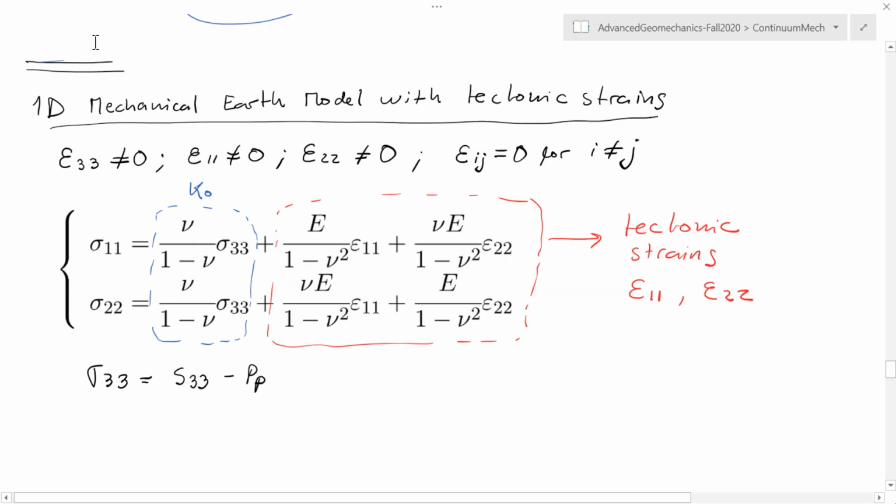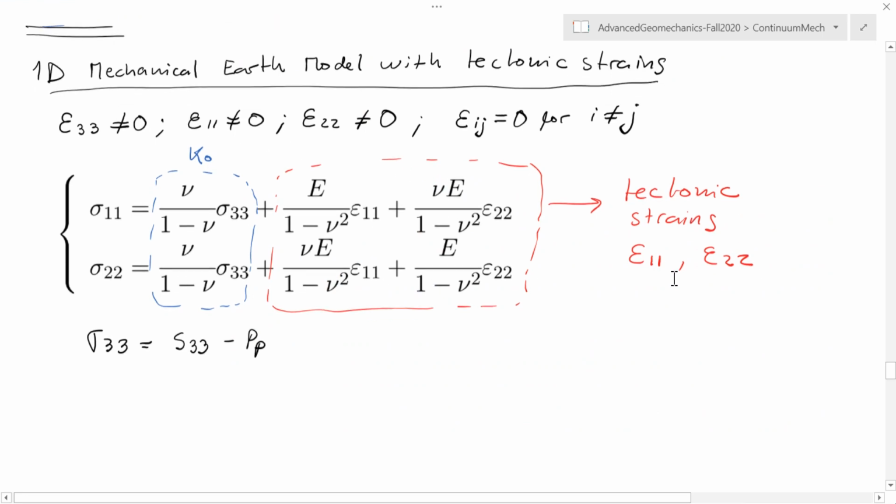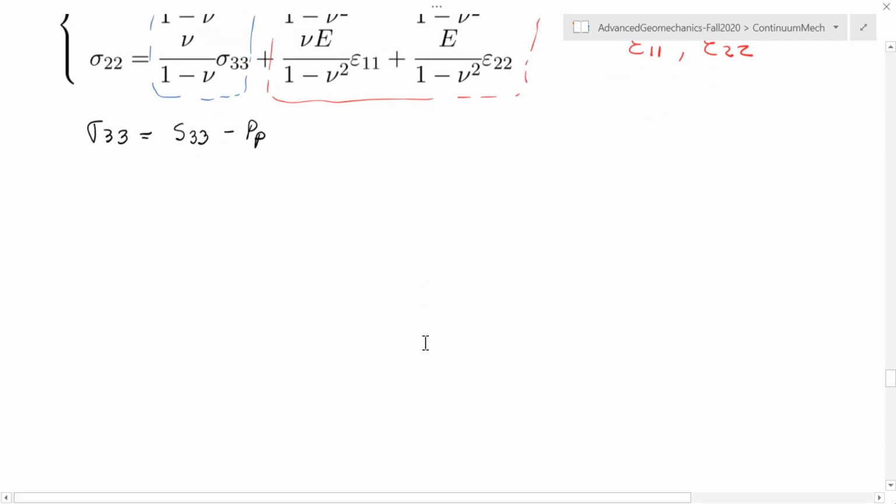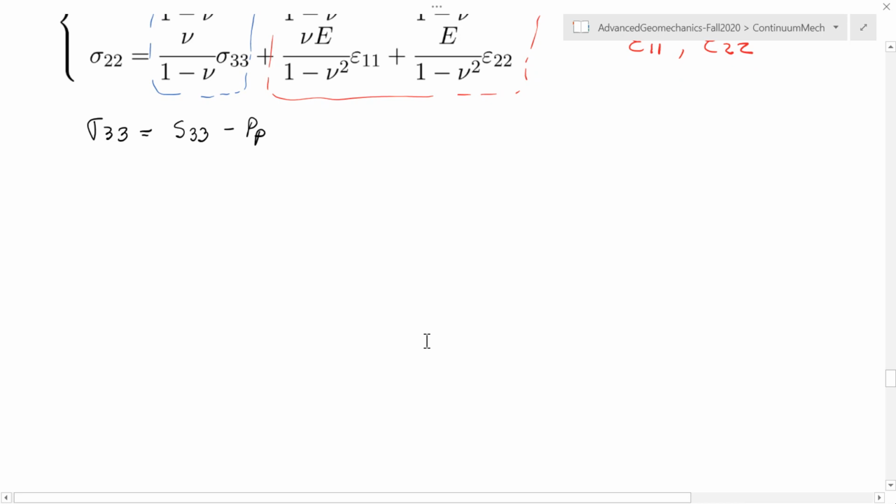Okay, so now we have a model that can be used to predict tectonic strains as a function of depth. There is one more thing that we have to clarify here, and this is that we just derived this model for one point at a given depth. But you can also apply this model to a stack of sediments with different Young modulus.